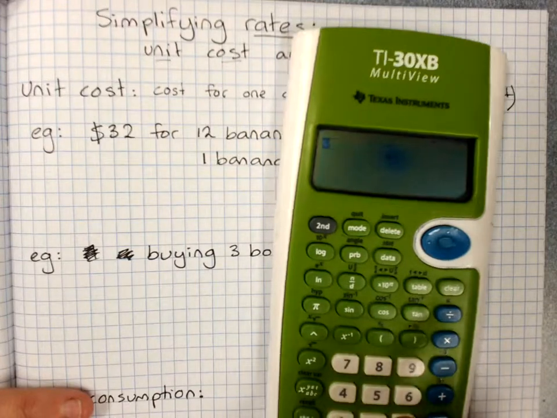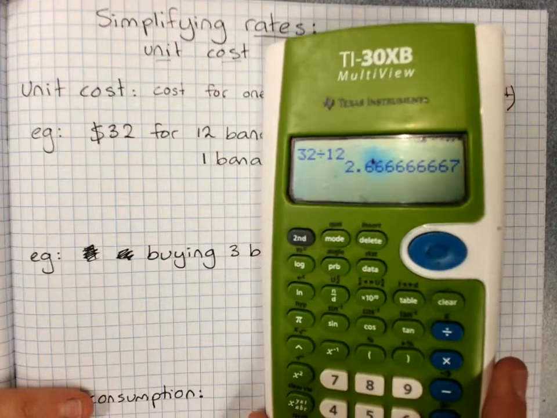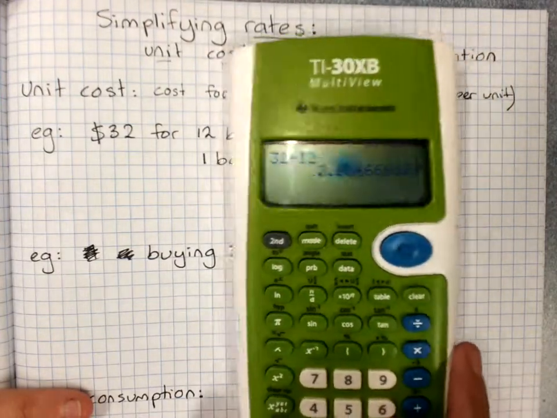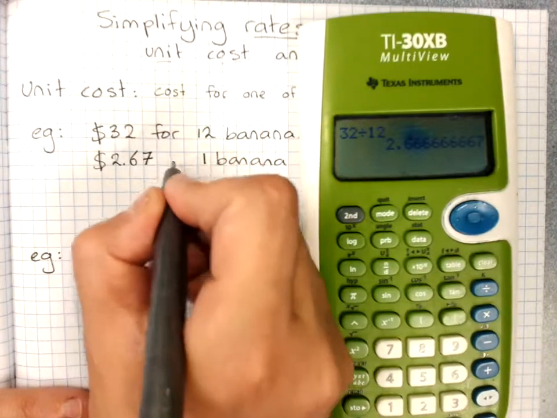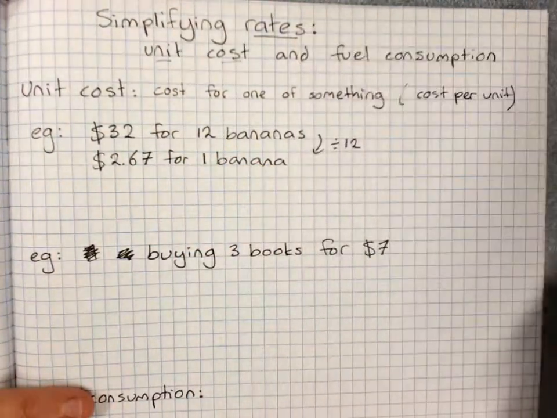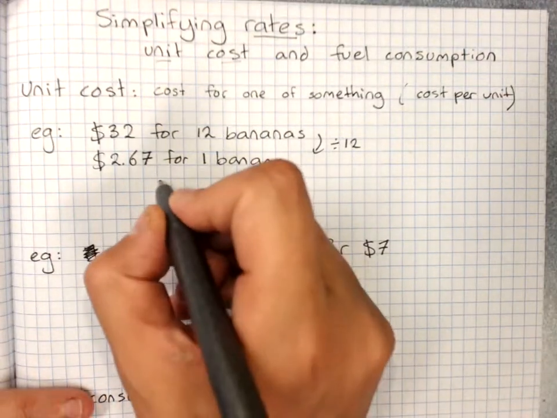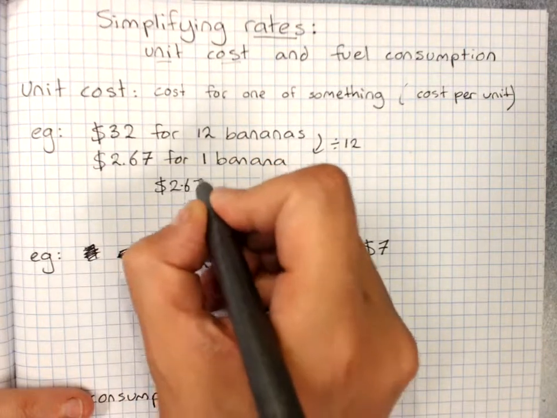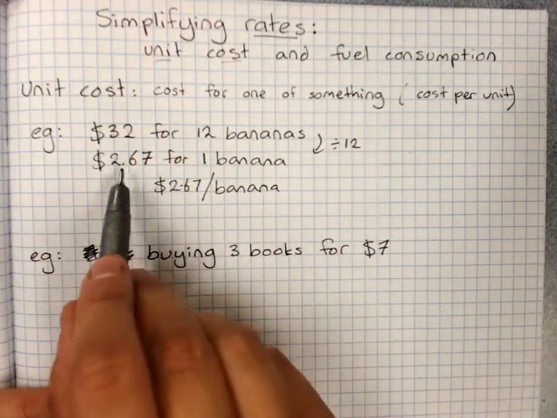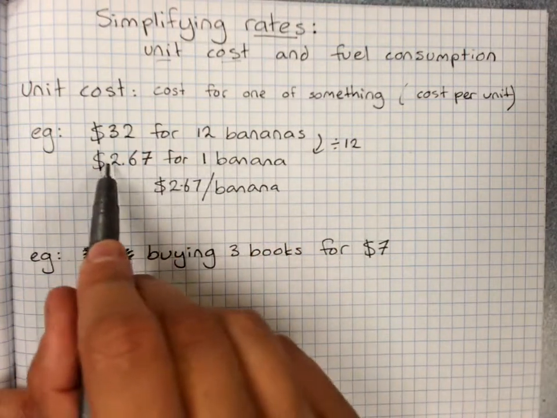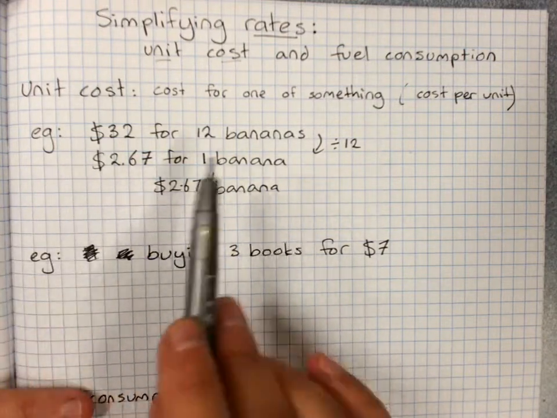So that was 32 divided by 12, 2.66666. So it's money, we've got to round to 2 decimal places. That will be $2.67 for one banana. And to write it as a rate, you can just write $2.67 per banana. Or honestly, I'd accept this as our rate answer as well. So it works out what you're paying for one banana.